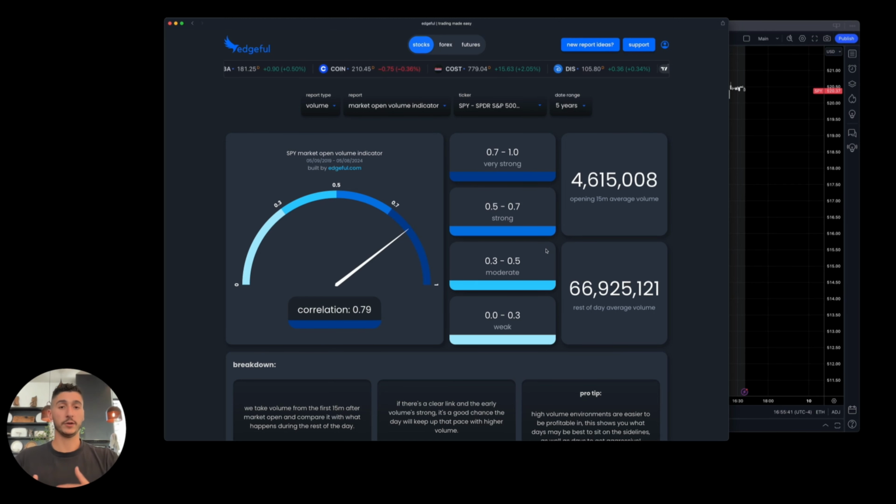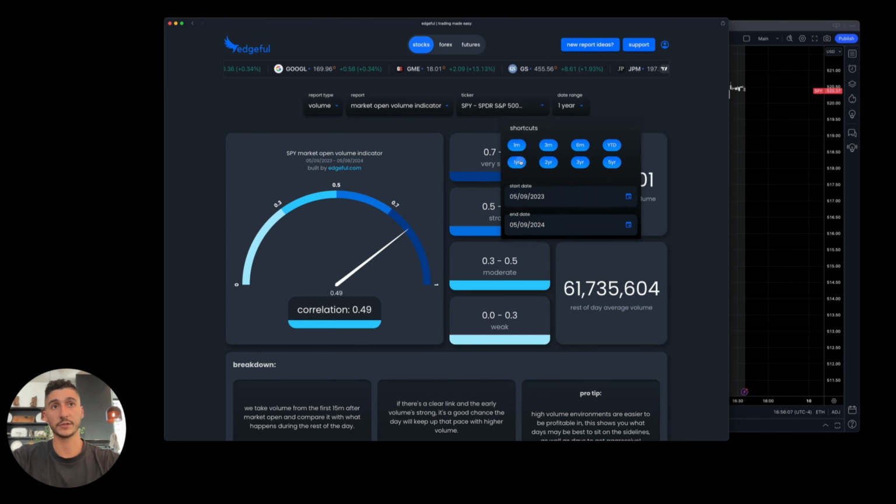So the way that you use this is to say, I want to identify, is today going to be a low volume or a high volume day within the first 15 minutes. So in this case, let's just say volume is at 6 million today. Now you have a very strong understanding that the rest of the day is going to have a lot of volume. If today is 2 million within the first 15 minutes, now you can say with confidence the rest of the day is going to be much lower than average volume.